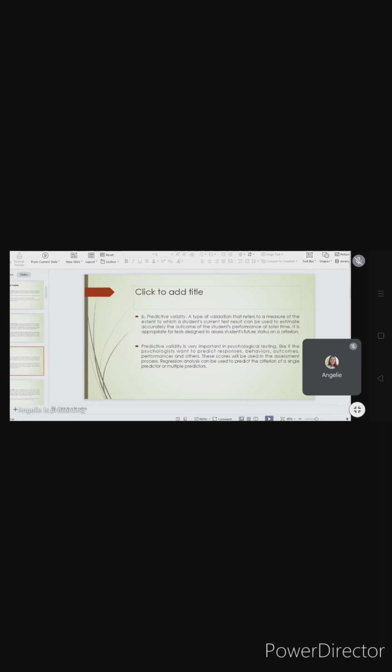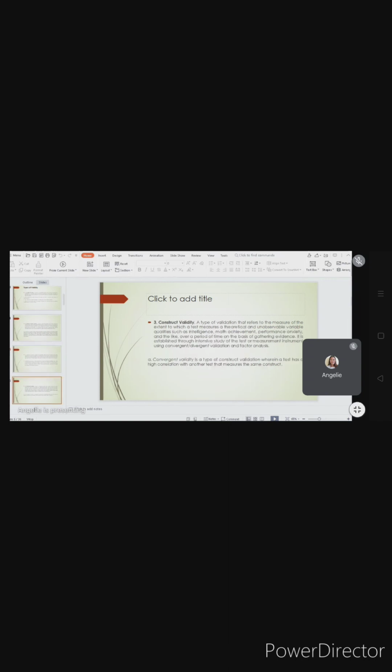Predictive validity is also very important in psychological testing, like if the psychologists want to predict responses, behaviors, outcomes, performances, and others. So these scores will be used in the assessment process. Regression analysis can be used to predict the criterion from a single predictor or multiple predictors.